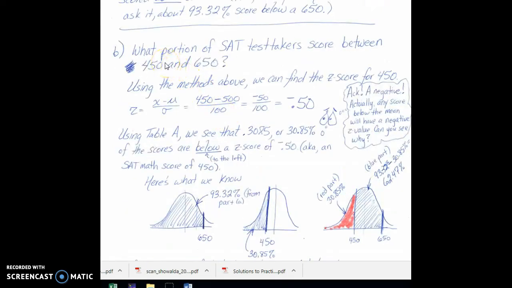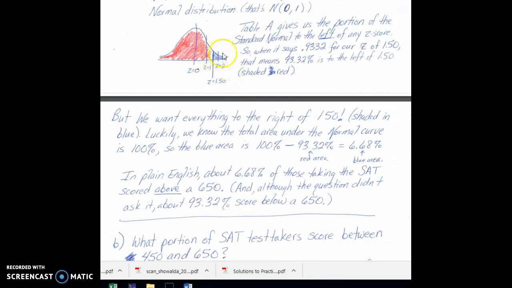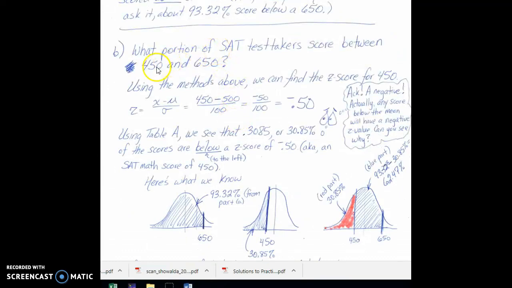So the next question then is, what portion of SAT test takers score between 450 and 650? Instead of a single chunk off to one of the tails, we want the area between 450 and 650. I'll show you right down here on the final answer. We're looking for this blue section here. Table A, from a geometrical perspective, is always going to give us the area to the left of something. And so we can't get the area in between two directly from Table A.